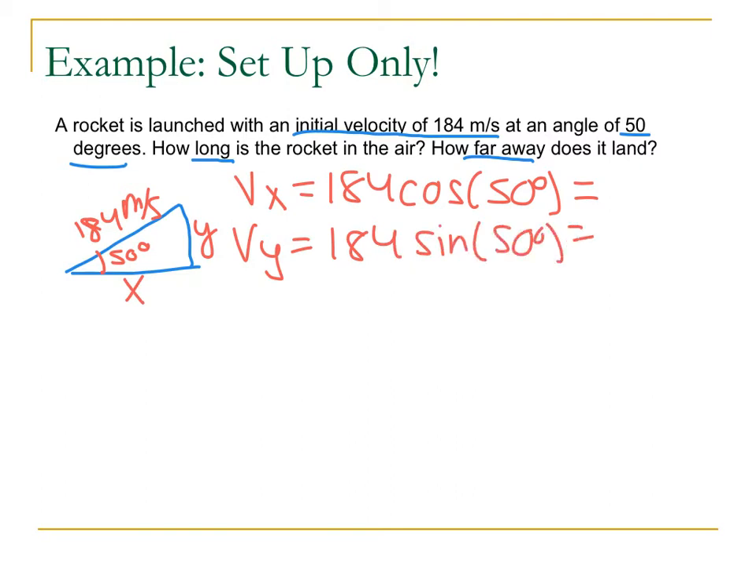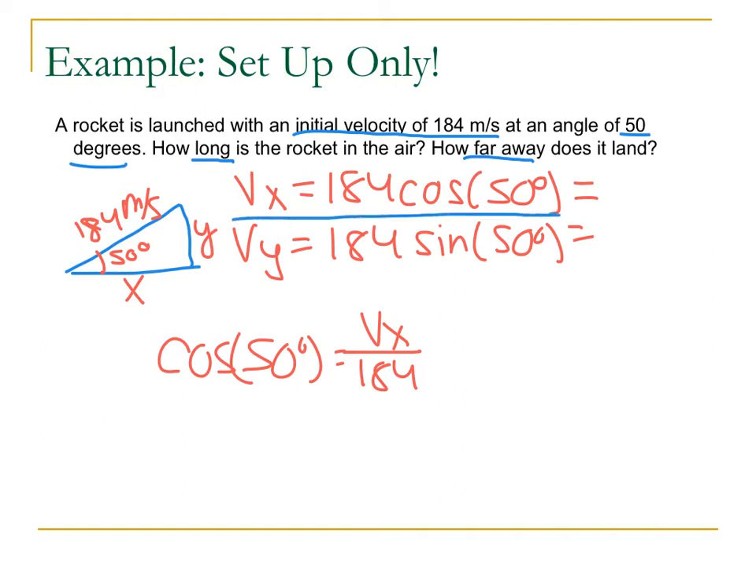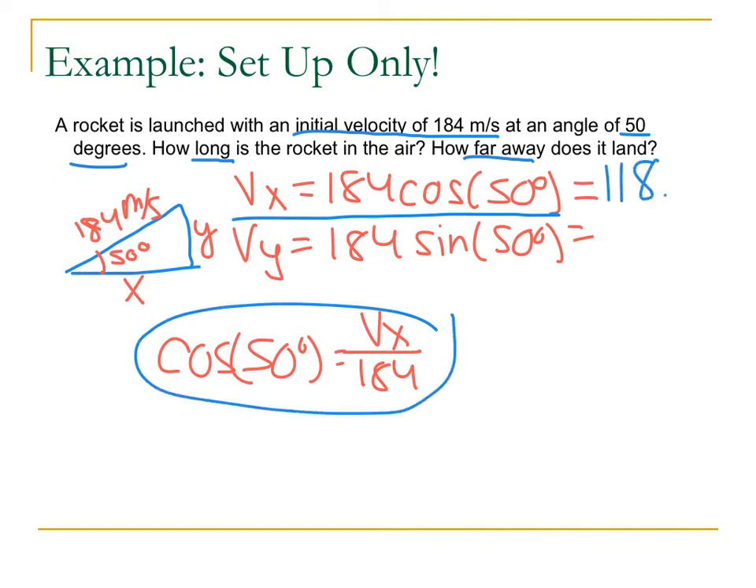Instead of writing out cosine 50 degrees equals Vx over 184, I'm not writing that part out. I'm just going straight to writing it out in a way I can solve it. So if you still need to use this part, that's fine. So my answers are 118.3 meters per second and then 140.95 meters per second.